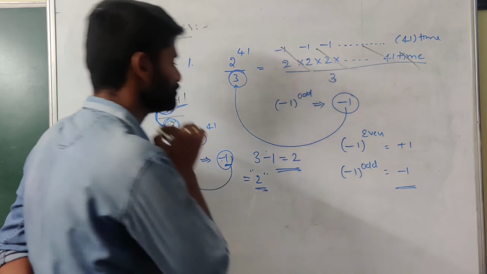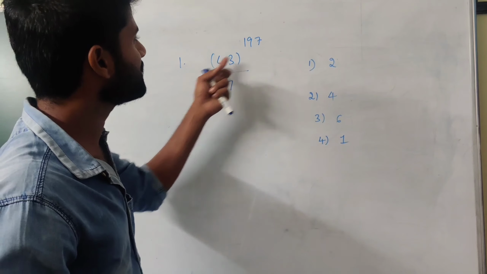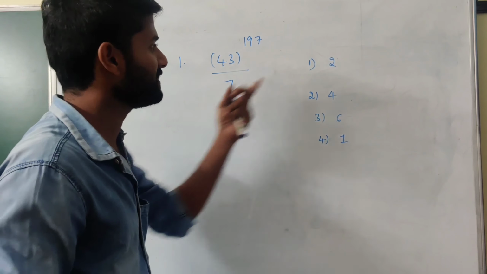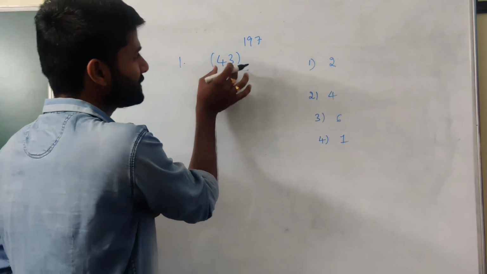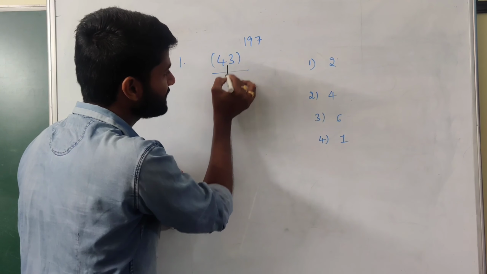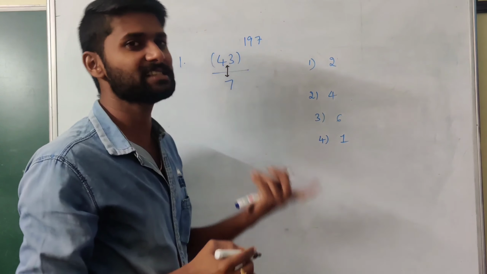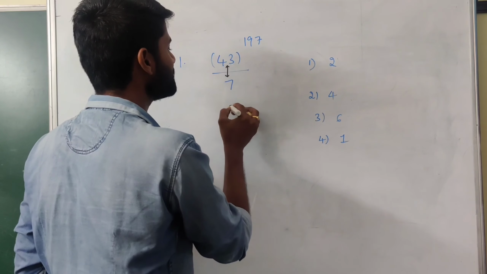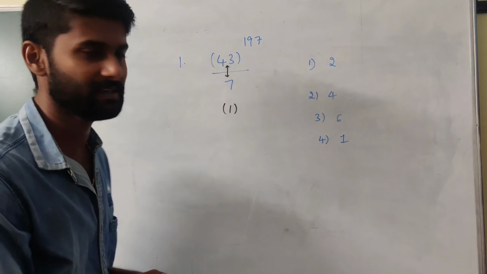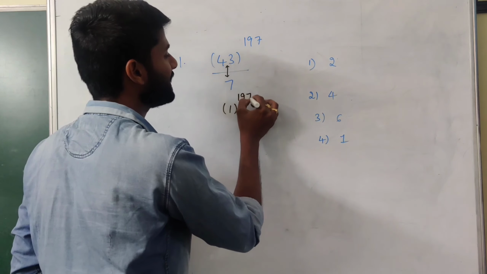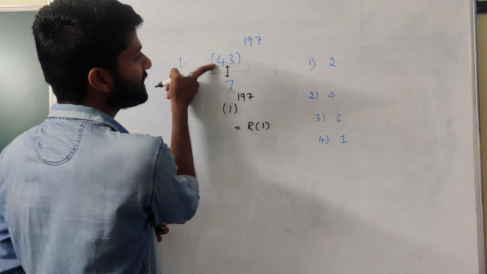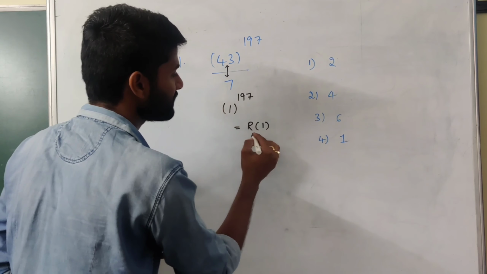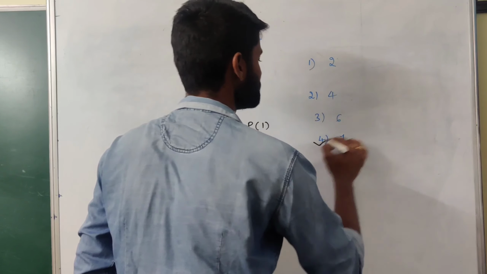Okay, see, we are discussing previous year questions. If 43 whole power 197 divisible by 7, what is the remainder? So just separate the power value. 43 divisible by 7, we already know that 7 6s are 42. So after exact cancellation, we are left with 1 only. It means 1 power 197, the value becomes 1. It means 43 power 197 divisible by 7, we get a remainder of 1 only. So that is the fourth option.